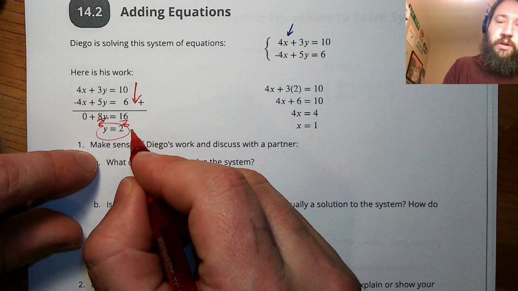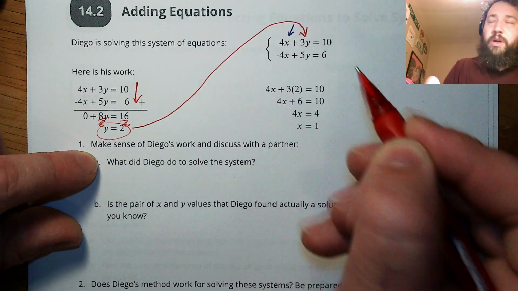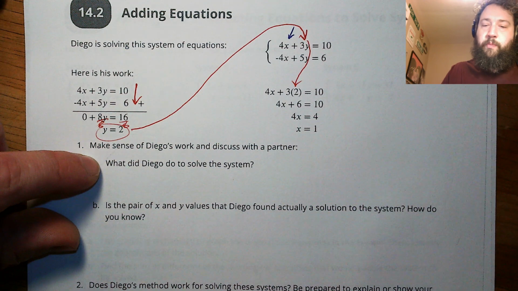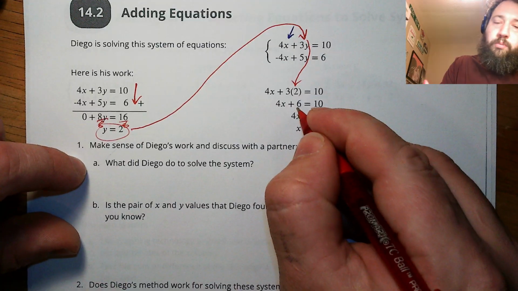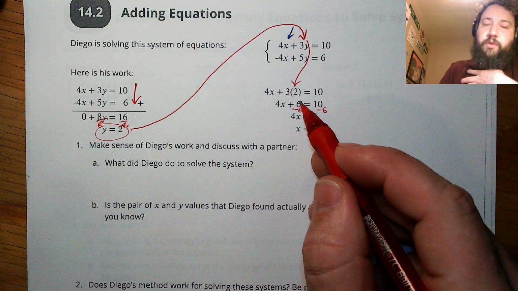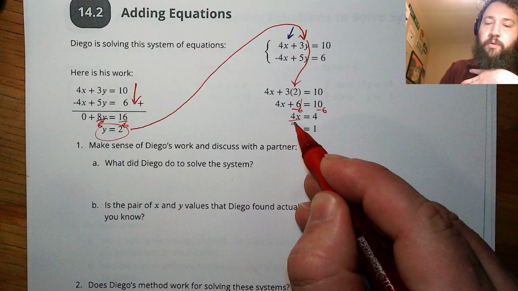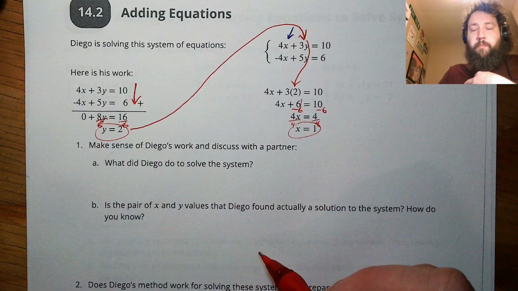He takes this answer and plugs it into the y right here. So that becomes this term. 3 times 2 is 6. He moves the 6 over by doing a negative 6, negative 6. This crosses out, gives him 4x equals 4. He divides by 4, divides by 4. And then he gets x is 1.